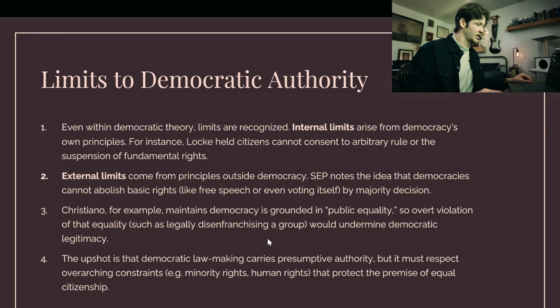We don't want democratic authority to have too much power. Okay, that's good. Now, 4. The upshot is that democratic lawmaking carries presumptive authority, but it must respect overarching constraints, e.g. minority rights, human rights, that protect the premise of equal citizenship. Okay, equality, that's good. Well, we like that.